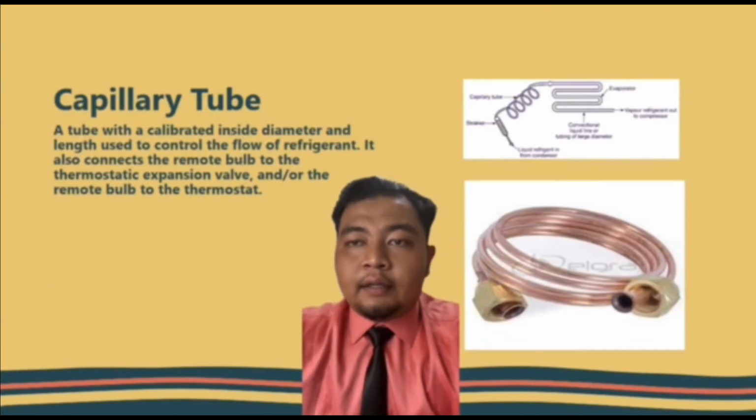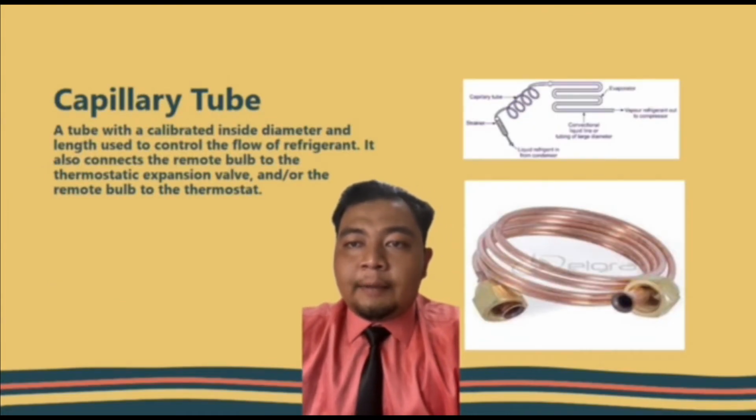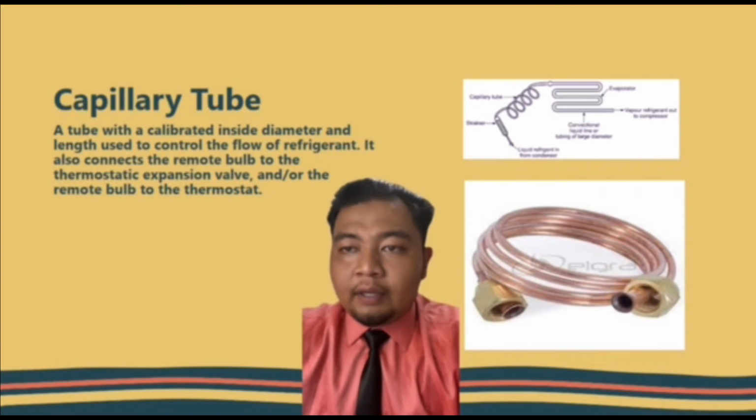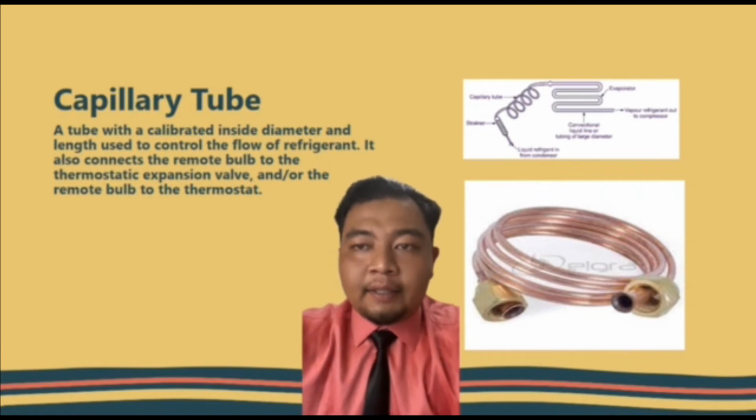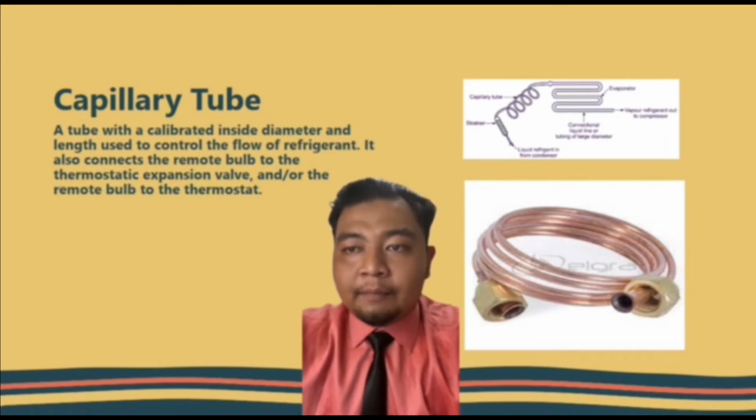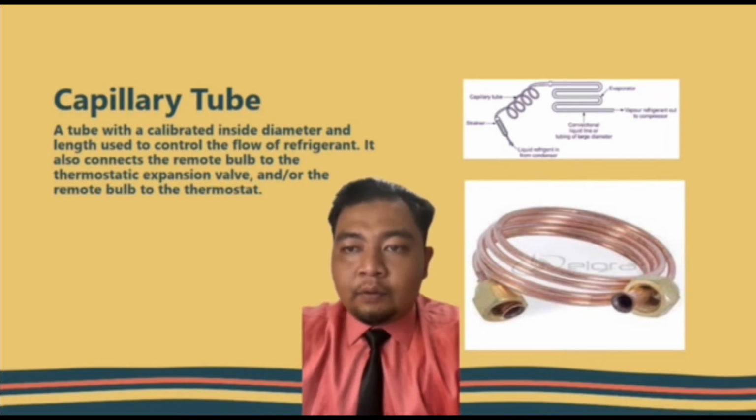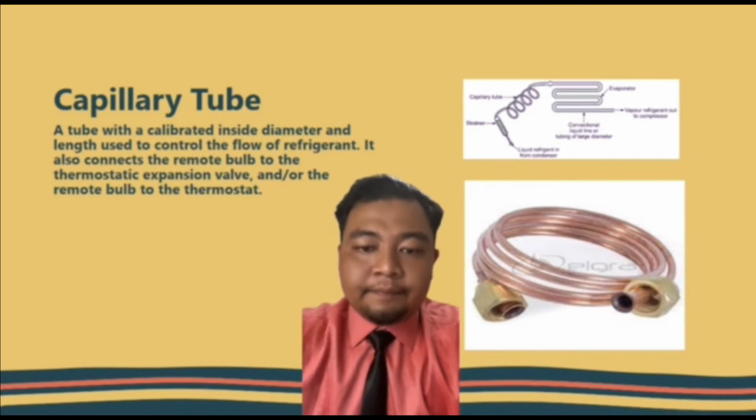The third one is the capillary tube. A capillary tube is a tube with a calibrated inside diameter and length used to control the flow of refrigerant. It also connects the remote bulb to the thermostatic expansion valve and the remote bulb to the thermostat.